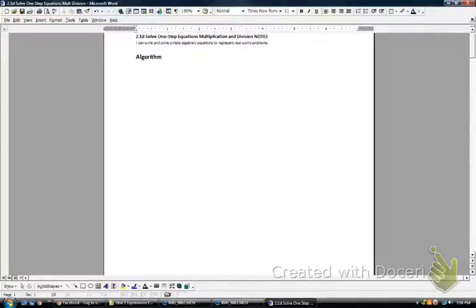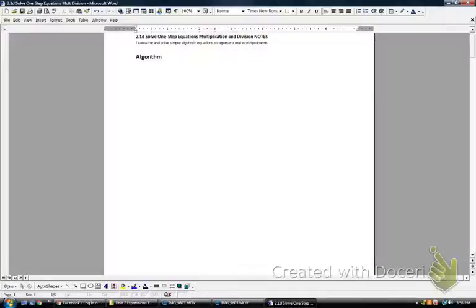Today we are going to continue with our one-step equations. We're going to focus on multiplication and division. And that problem from yesterday's lesson where I told you you'd learn how to do it, we're going to learn how to do it today. So first, before we get into the lesson, let's go ahead and write our algorithm for solving one-step equations.